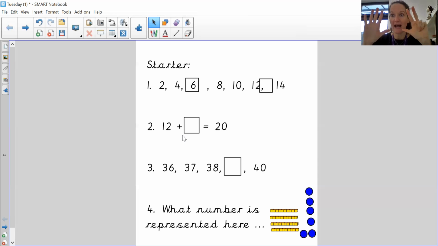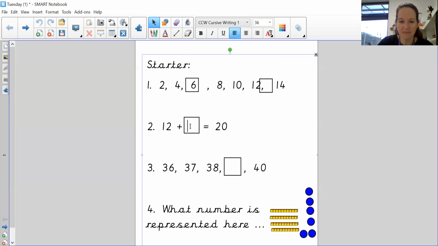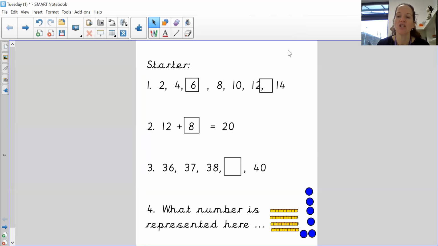Oh, how many do I have? 5, 6, 7, 8. Well done. So my missing number is 8. You could have used a number line. You could have worked backwards. You could have done 20 and taken away 12. So there are lots of different ways, but you need to check. So let me check. 12 plus 8 equals 20. Does that make sense? It does.